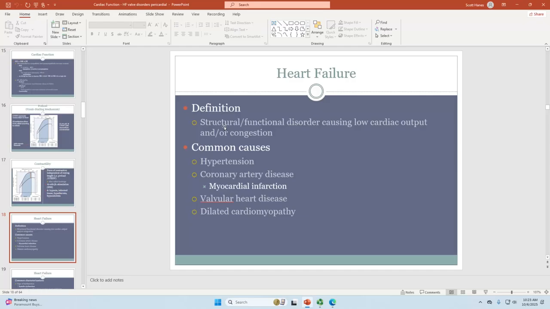So heart failure by definition is a structural functional disorder that causes low cardiac output and/or tissue congestion. And that tissue may vary depending on the location. Common causes, as you might guess, are all cardiac-based for the most part. Hypertension, prolonged hypertension, chronic, I should say. Coronary artery disease, specifically myocardial infarction. Valvular heart disease, which is why we put the valvular disorders at the end of this discussion. And then dilated cardiomyopathy. That's more of an inherited genetic sort of disorder. We're not going to talk about that specifically, but it generally tends to operate along the lines of the concepts of heart failure, so we'll just include it there.